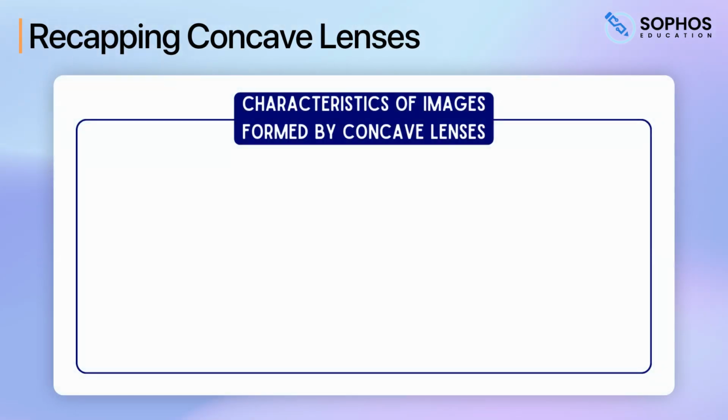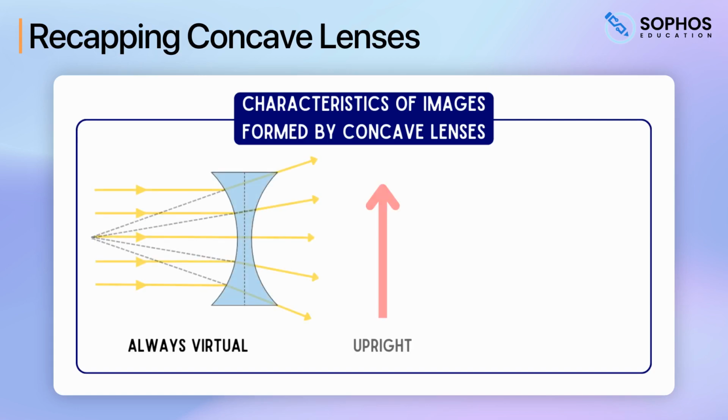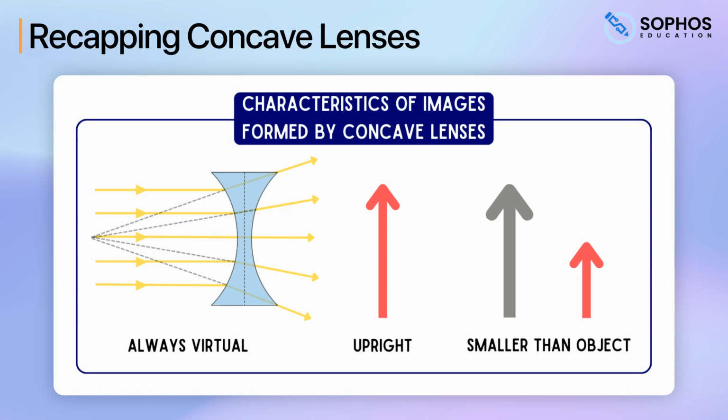An important characteristic of the image formed by a concave lens is that it is always virtual, upright, and smaller than the actual object, irrespective of the position of the object. Understanding this property simplifies the process of drawing ray diagrams, as the nature of the image is consistent.